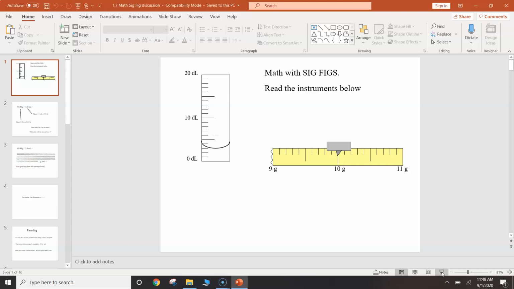Hello, today we're going to be looking at what to do with your answer of a math problem. How do you handle sig figs with that? So to start, I've got a couple instruments that I want to read here.